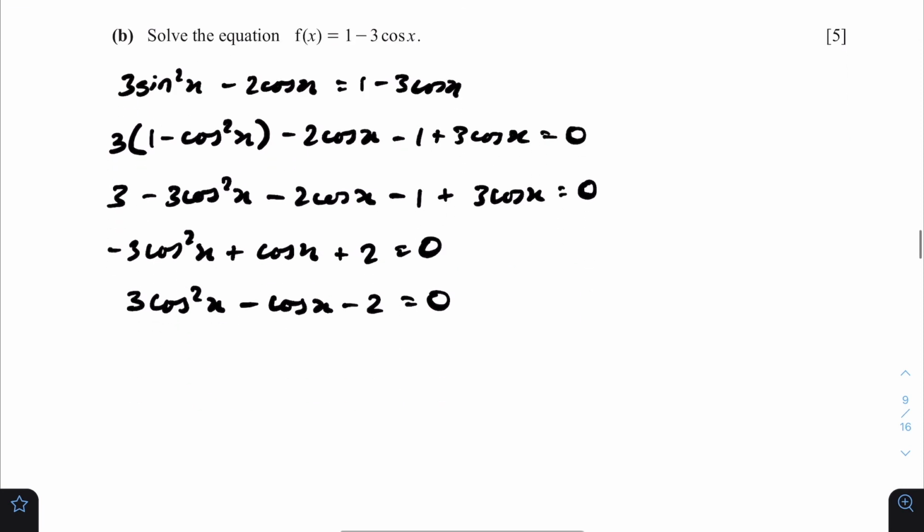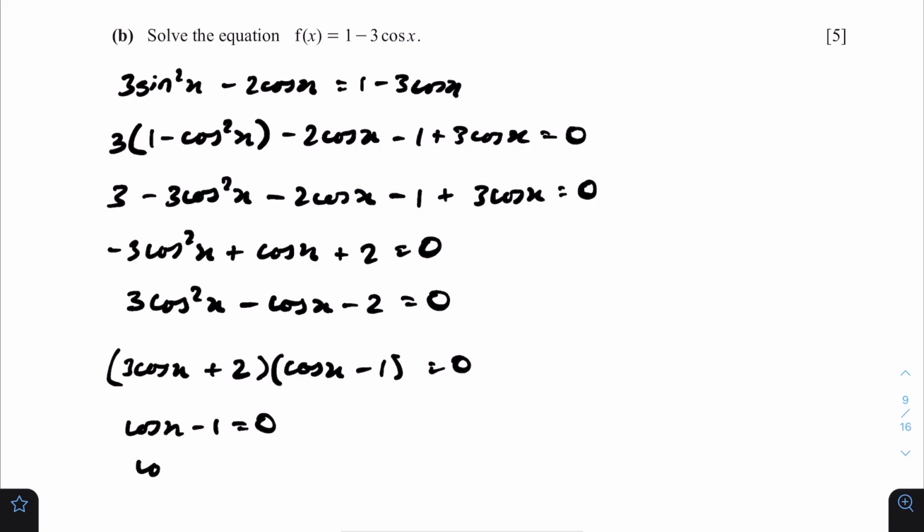is equal to 0. If we factor out, we get 3 cos x on one part, cos x on the other. This becomes negative 1 plus 2 is equal to 0. So now we have two equations again. So the first one's cos x minus 1 is equal to 0. Cos x is equal to 1.